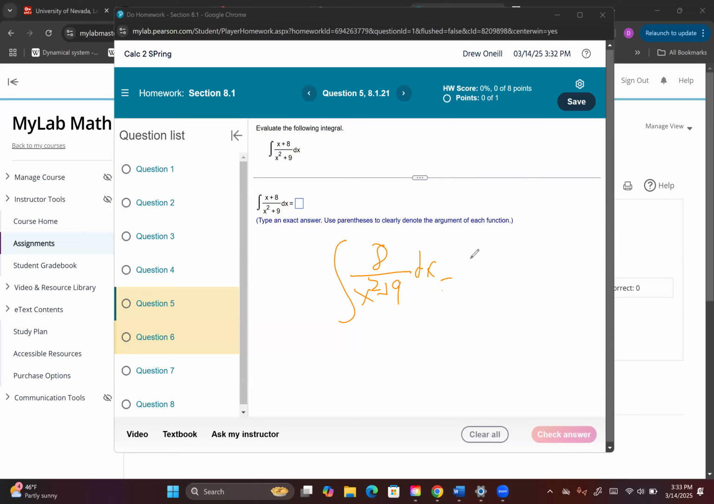We could say that this is equal to 8, pull the 8 out, times dx up here. And this is actually a known formula, right? So I'm not doing any magic. There's no u sub for this. It's just a known integral, meaning I have to recognize that it has a certain form. And what that form is, it's 8 times the antiderivative of x squared plus, I could write 9 as 3 squared because it's a perfect square.